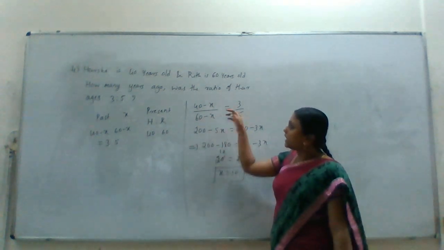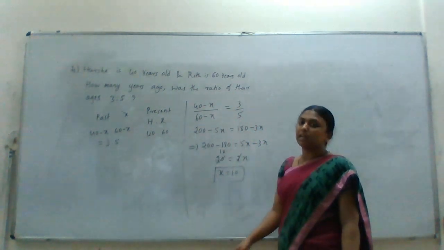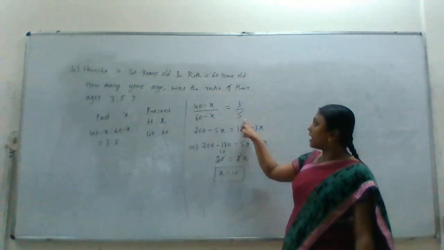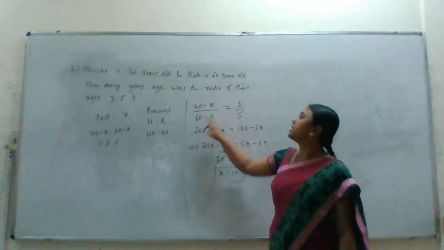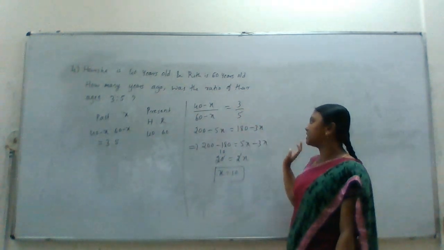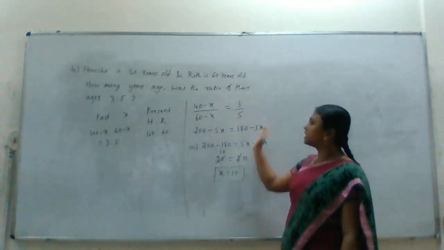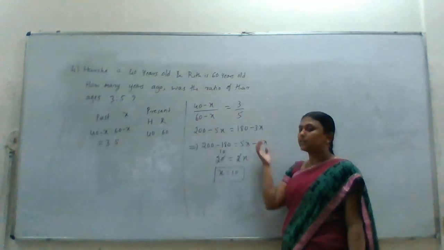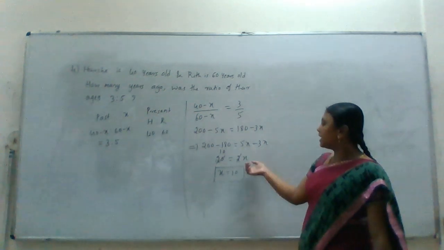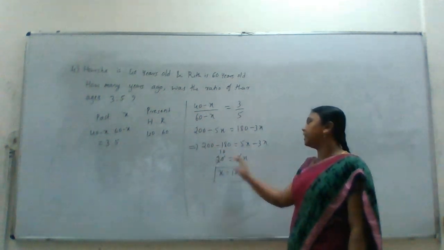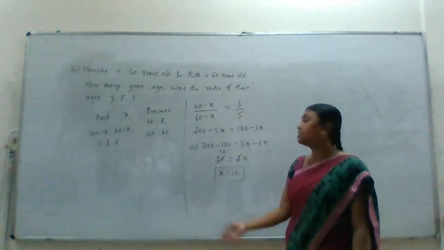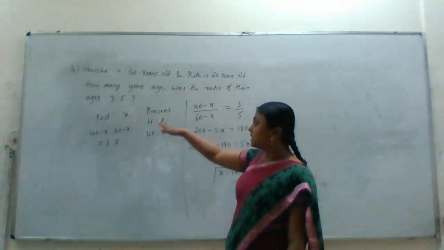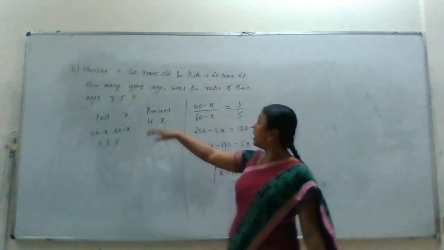So you can write it as 40 minus x divided by 60 minus x is equal to 3 by 5. 5 into 40 is 200, 5 into x is minus 5x. 3 into 60 is 180, 3 into minus x is minus 3x. So 200 as it is, take 180 to the LHS side. So 200 minus 180, and minus 5x, take it to the RHS side, 5x minus 3x, that is 2x. 200 minus 180 is 20. 2 ones are 2, the 10s get cancelled, so x is equal to 10. So the required years, that is 10 years ago, Harsha and Rith's age ratio was 3:5.